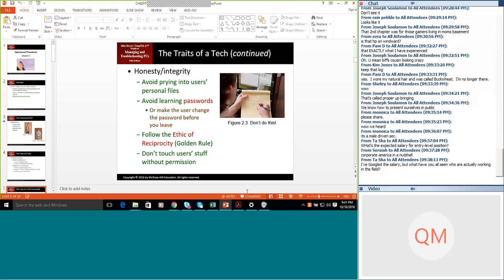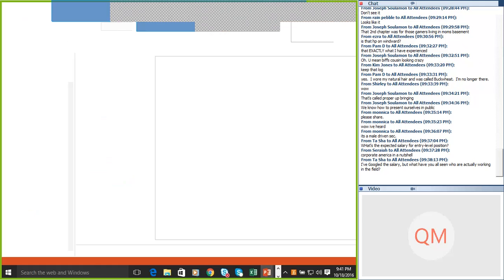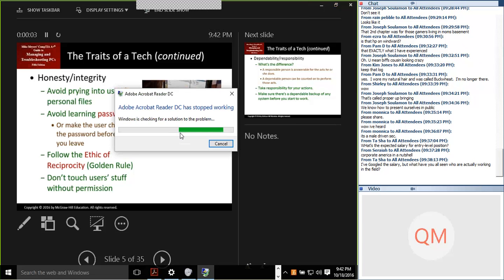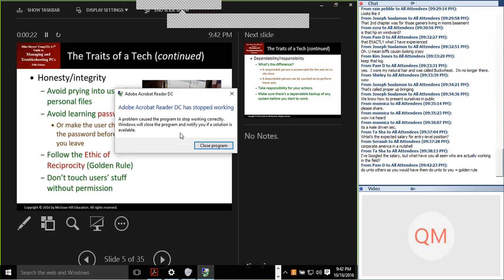The ethic of reciprocity is basically do unto others what you want them to do to you. And don't touch user stuff without permission. Man, and that's from the biggest to the smallest thing. Like if you move their keyboard or readjust their monitor, that's not what you want to do. When you go to their workstation, leave things the way you found it. Or you ask their permission. Is it okay for me to move this chair out the way because I need a higher chair, or adjust such and such so that I can work, and then put it back the way it was when you got there.